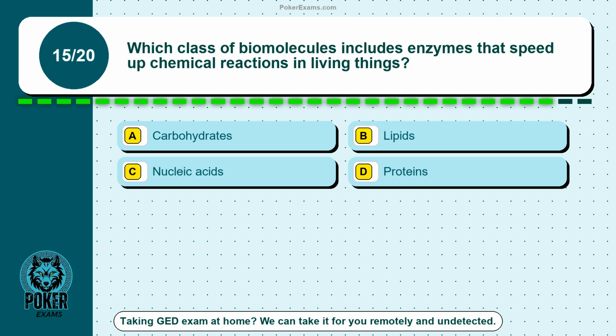Question 15. Which class of biomolecules includes enzymes that speed up chemical reactions in living things? Option A. Carbohydrates. Option B. Lipids. Option C. Nucleic acids. Option D. Proteins.